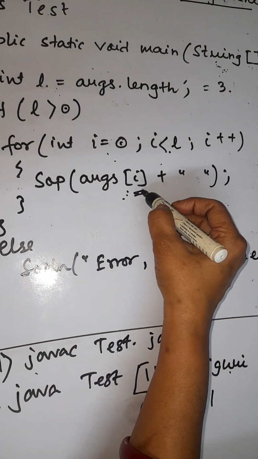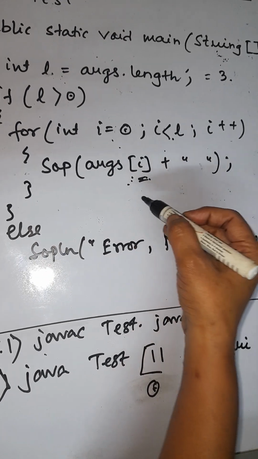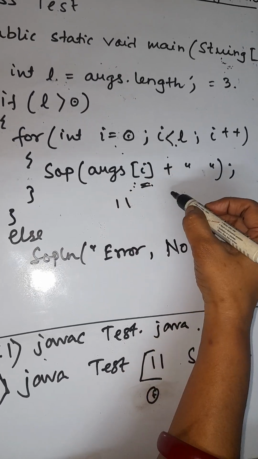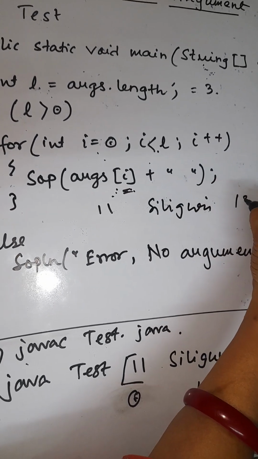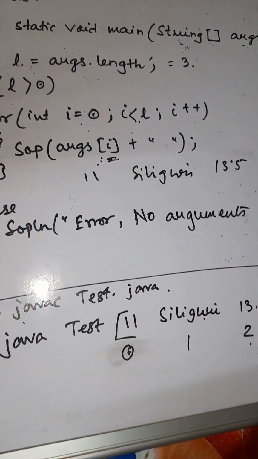So ARGS 0. It will print first time 11, then it will print Shiliguri, and then it will print 13.5.